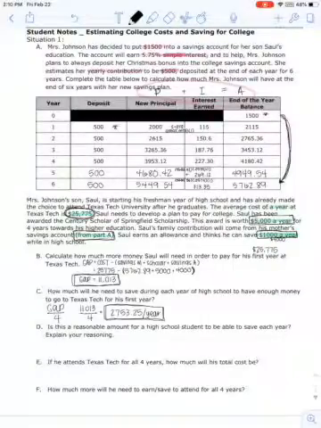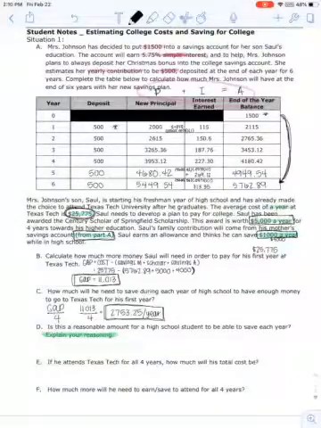So I want you to pause the video and then write down, is this a reasonable amount? Yes or no. And please be sure to explain your reasoning. We're going to talk about that on Monday, about why you think that's reasonable or unreasonable. All right, now let's look at Part E.